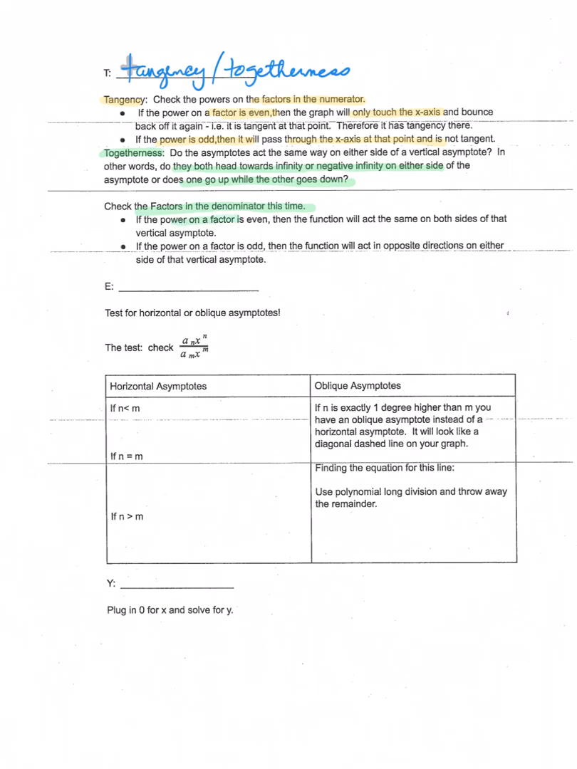If the power is even, the function acts the same. If the power is odd, the function acts in opposite directions. So even will tell me either both go up or both go down. Odd will tell me that they go in opposite directions.